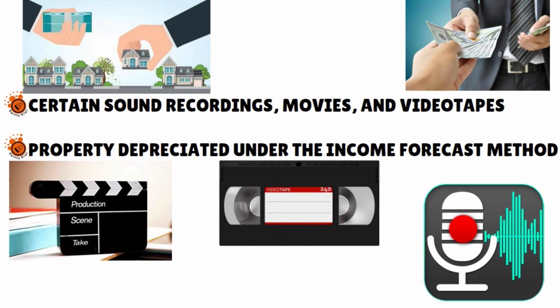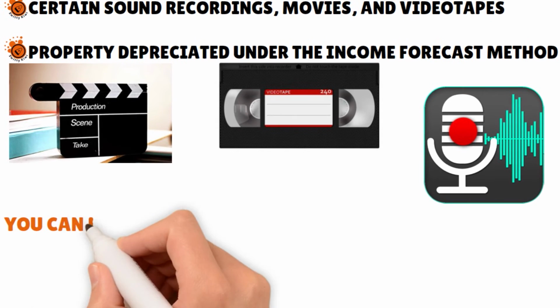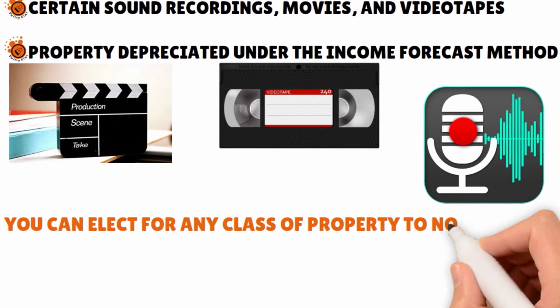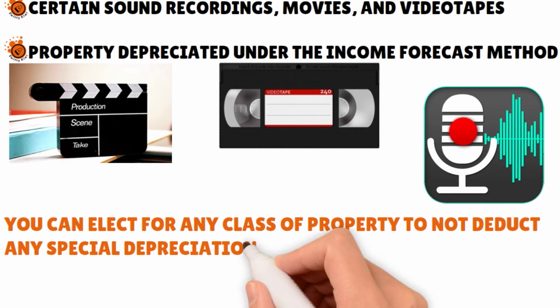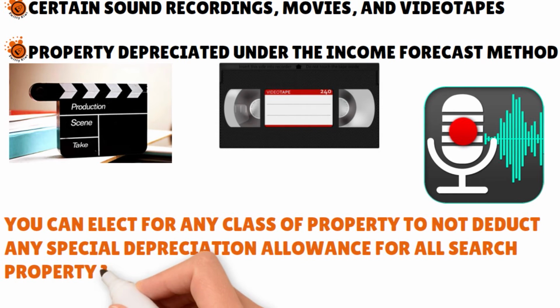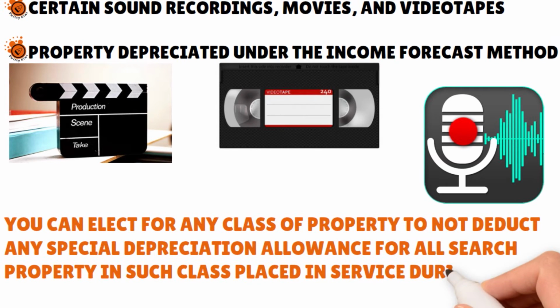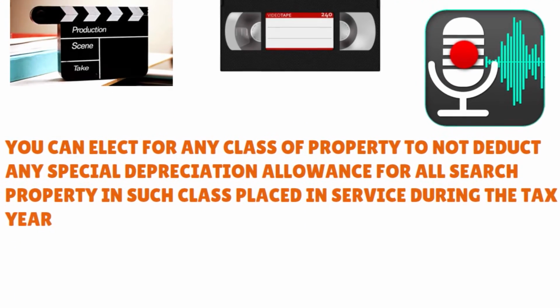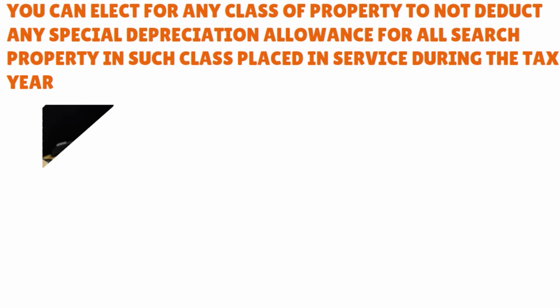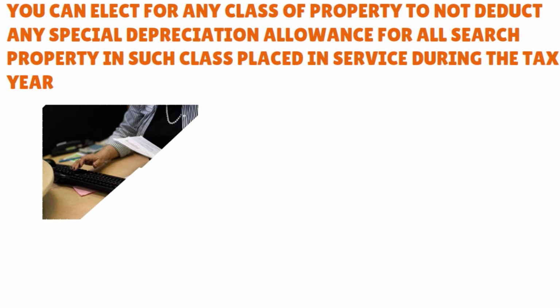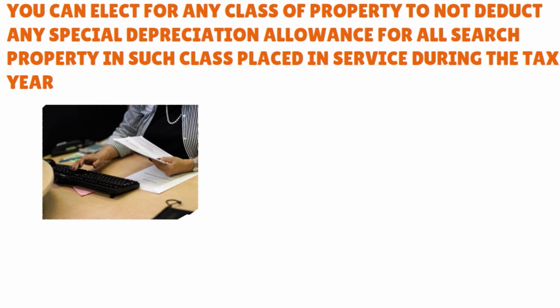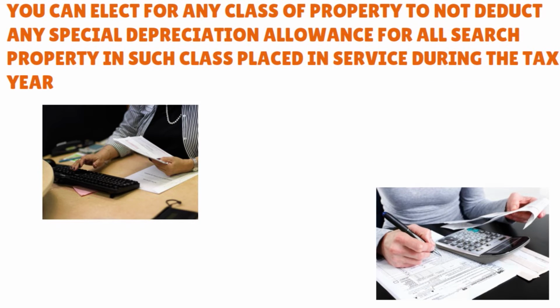And one thing I also need to mention here is that you can elect for any class of property to not deduct any special depreciation allowance for all such property in such class placed in service during the tax year. So to make an election, you need to attach a statement to your timely filed return, including extensions, indicating the class of property for which you are making the election, and that for such class, you're not to claim any special depreciation allowance.